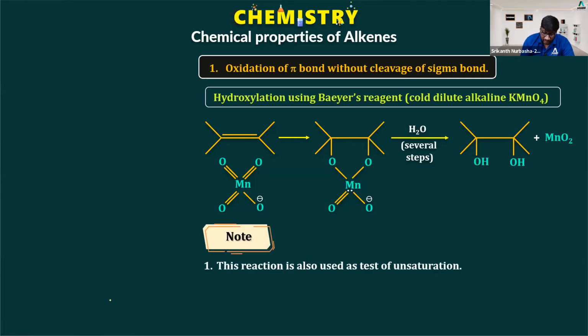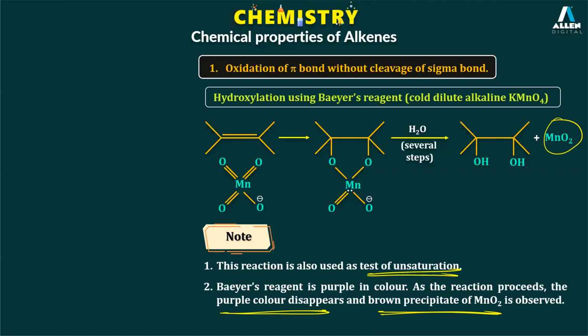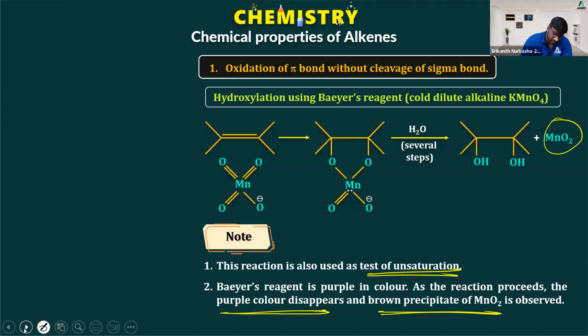As I have told you, this reaction is used as a test of unsaturation. Why? Because Baeyer's reagent is purple in color. As the reaction proceeds, the purple color disappears and a brown precipitate of MnO2 forms. Is that clear, students? With dilute KMnO4, this type of reaction occurs.